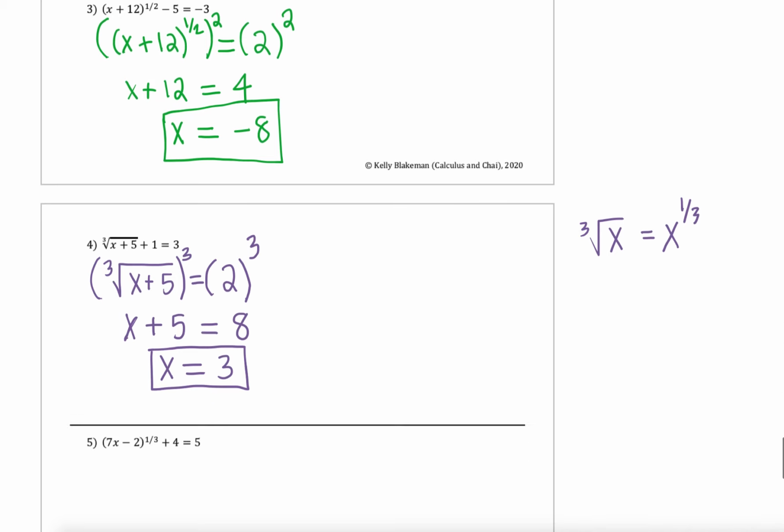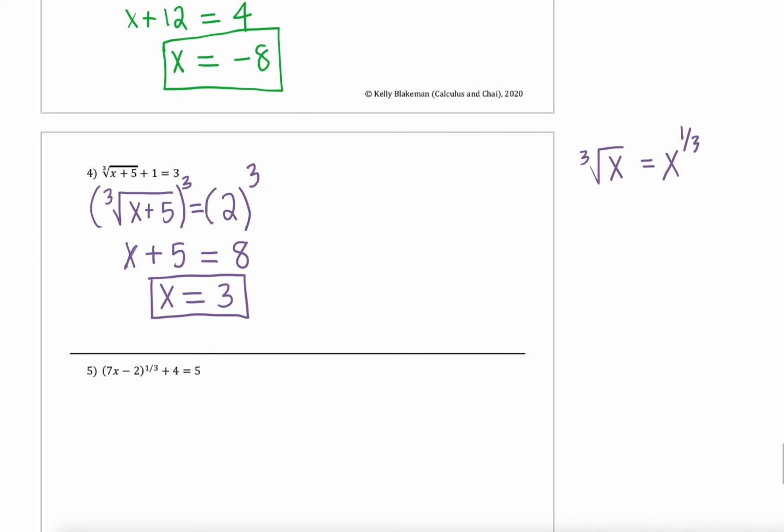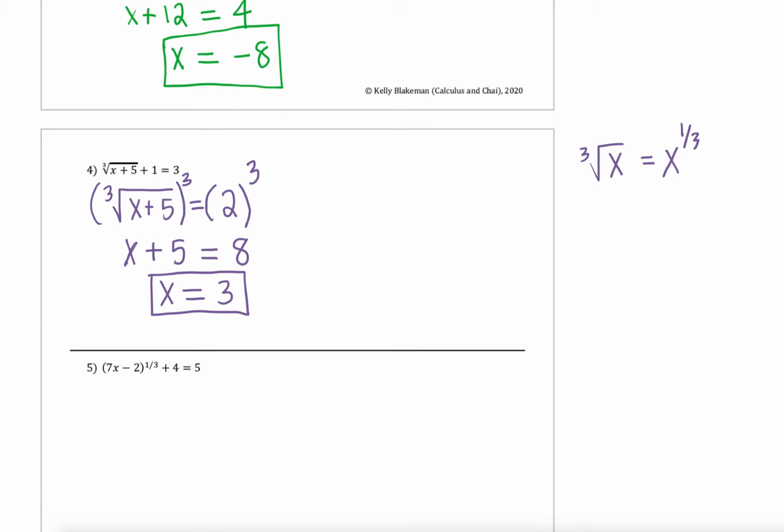Alright, let's look at our fifth example. Here we have 7x minus 2, all to the 1/3 power, plus 4 equals 5. Why don't you guys pause the video here and solve this example on your own first, and then we'll check it together.